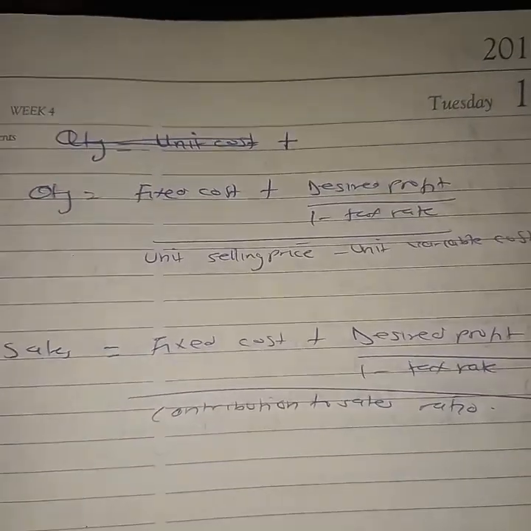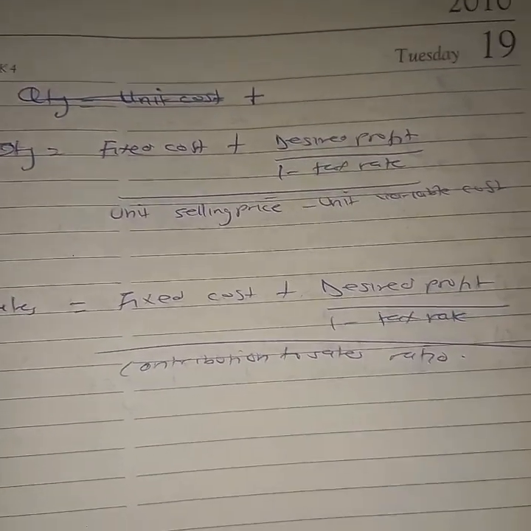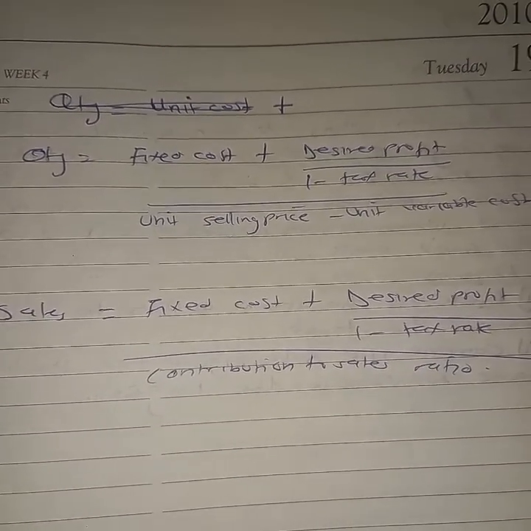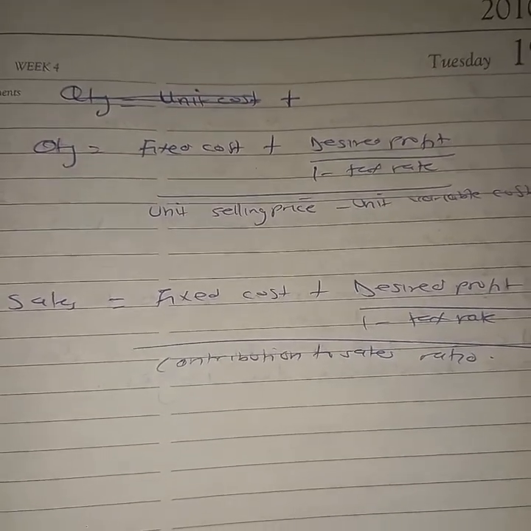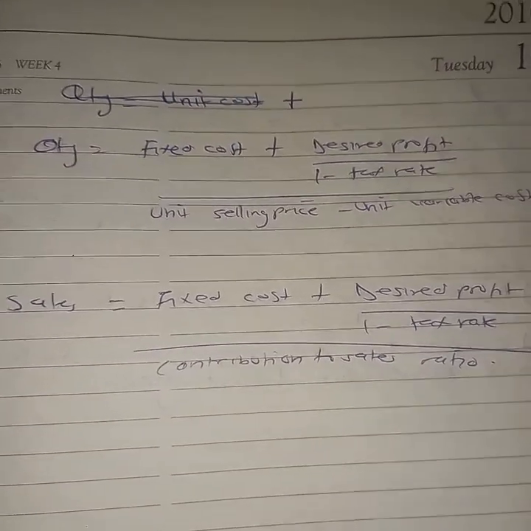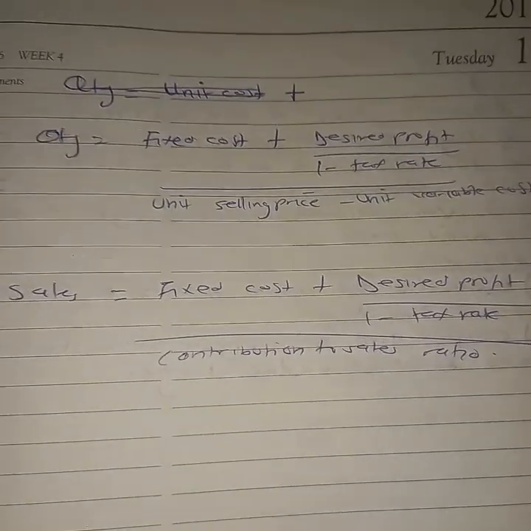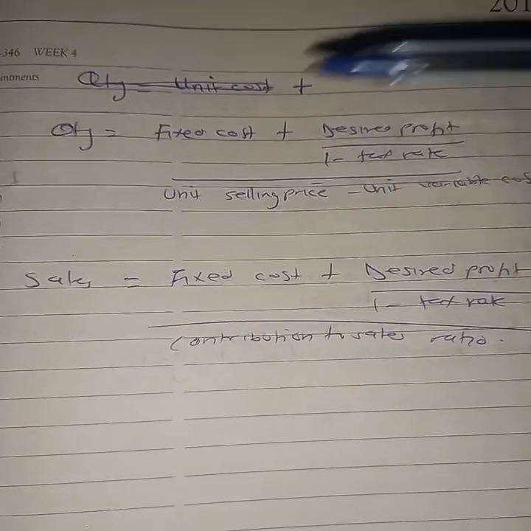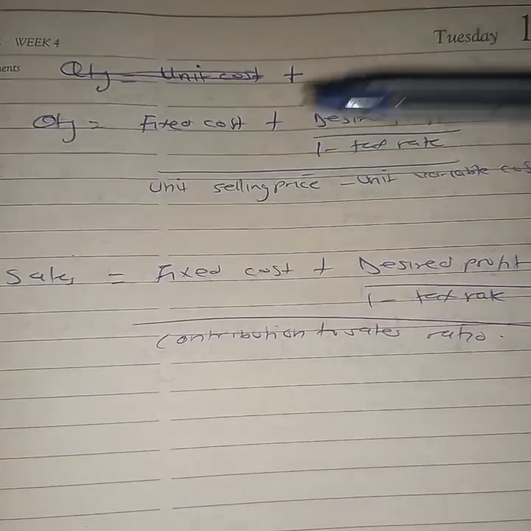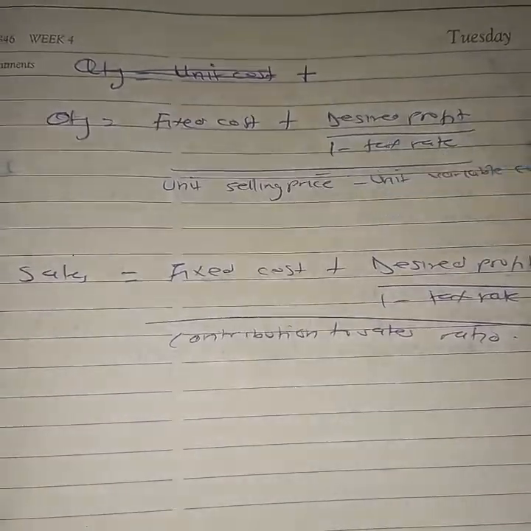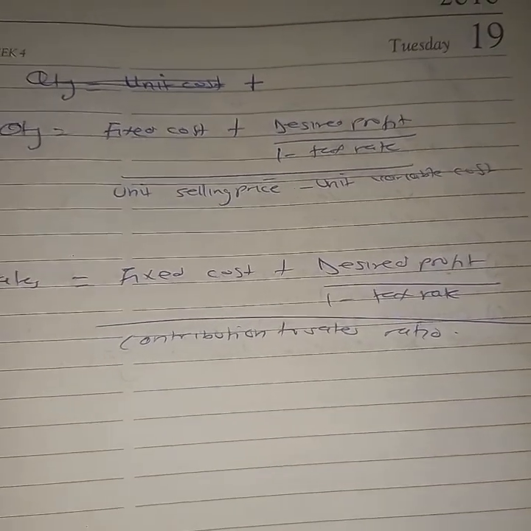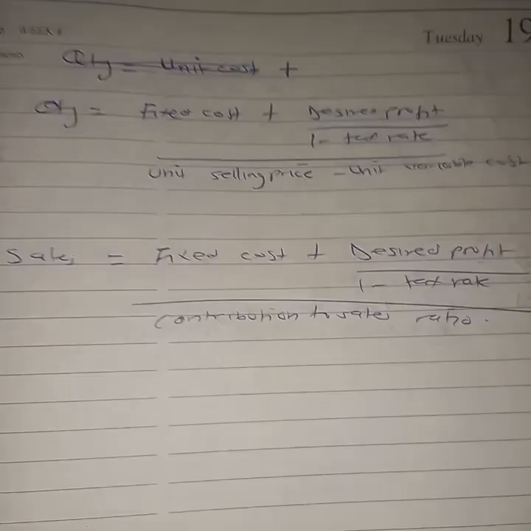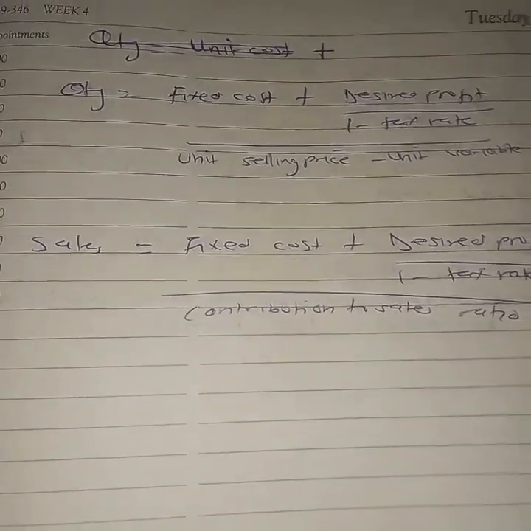Now let's look at how we get the formula that can be used. Remember in the last video I gave you how we get the quantities and the sales in case we have a target profit. It's the same thing here. I have a target profit, but in this case my target profit is after tax. In the first video we made, to get the quantity you take the fixed cost plus the desired profit, out of the contribution, which is unit selling price minus unit variable cost. But in this case, my desired profit is after tax, so I have to go back to the original desired profit, which is before tax.